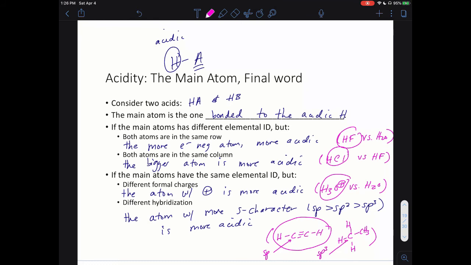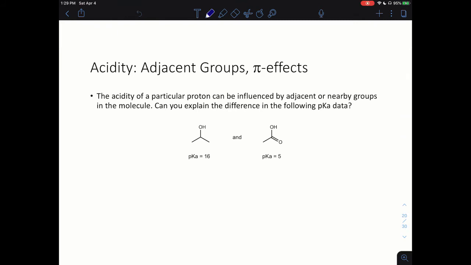Okay, make sure you've got this. Make sure you understand how the atom that is directly bonded to the acidic hydrogen affects the acidity of the molecule, because from here, we're going to move on to thinking about other parts of the molecule, which we're going to call adjacent groups. It just means other parts of the molecule, not just the main atom. So the acidity of a particular proton can be influenced by adjacent or nearby groups in the molecule.